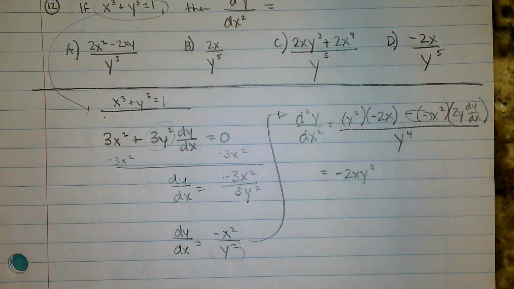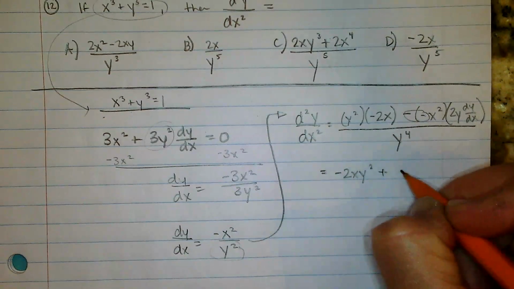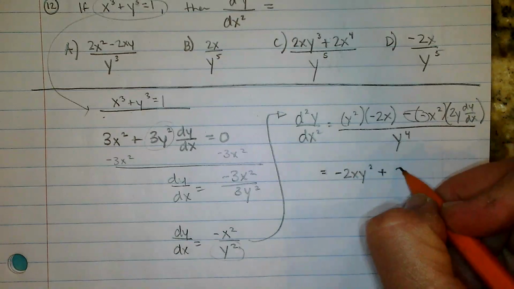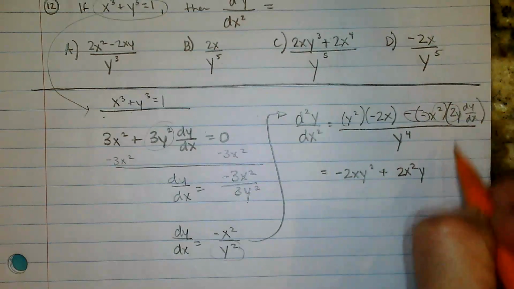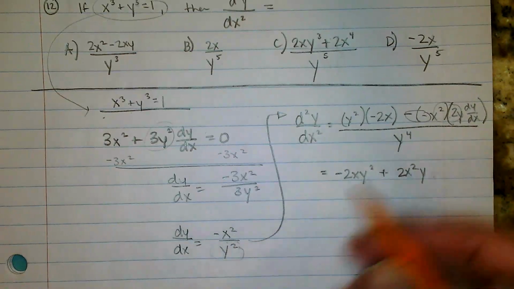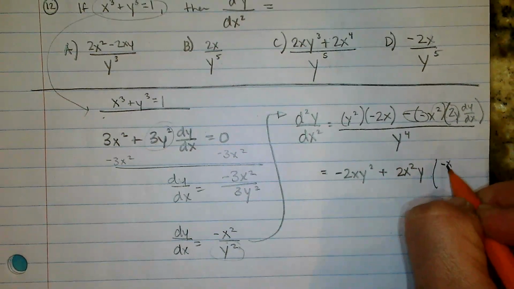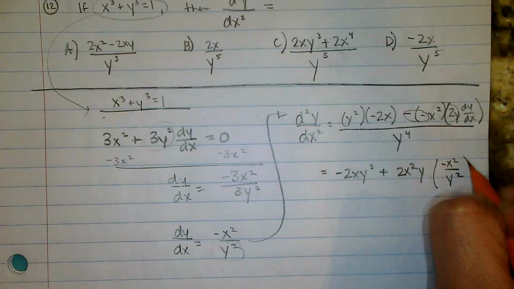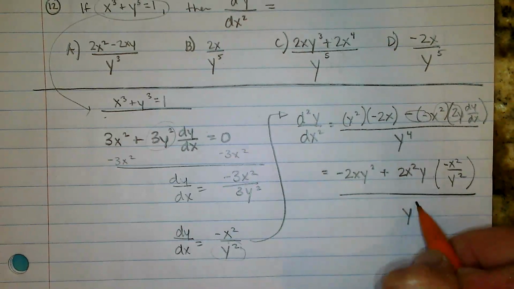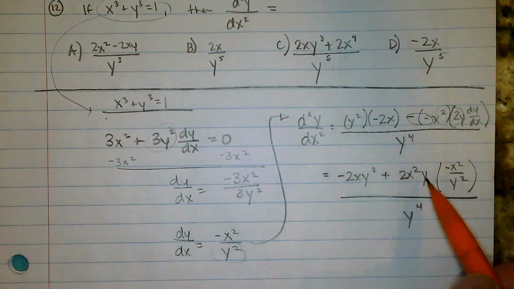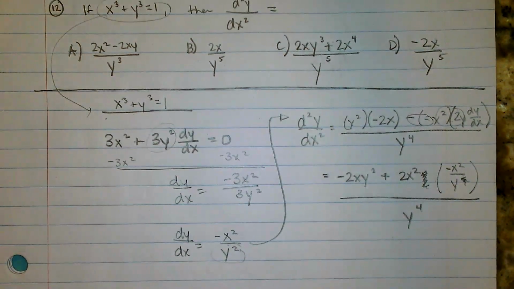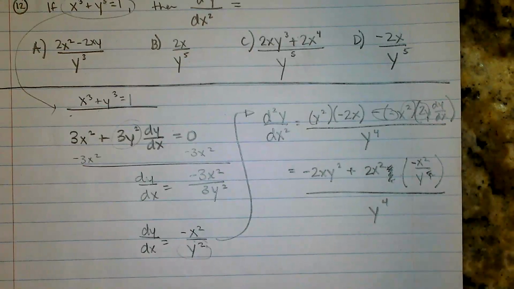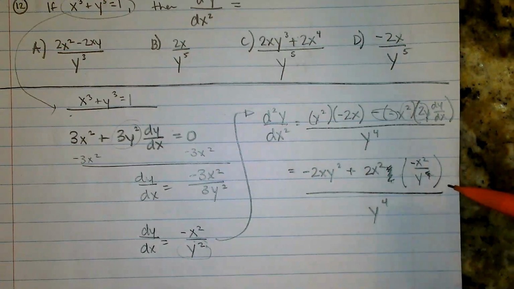So we get negative 2x y squared. I can make that a plus 2x squared y, that's 2x squared y, and the dy dx, I'm going to use that all over y to the fourth. This y is going to cancel with one of those, but then I'm going to need to clear the complexity of the fraction. So with that cancellation, my mini denominator is just a y.